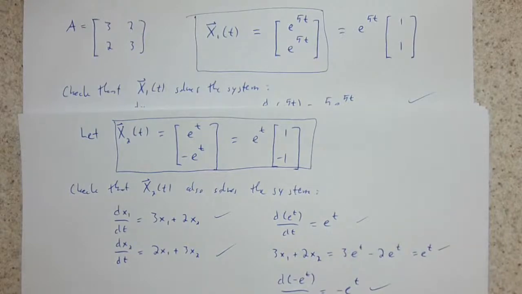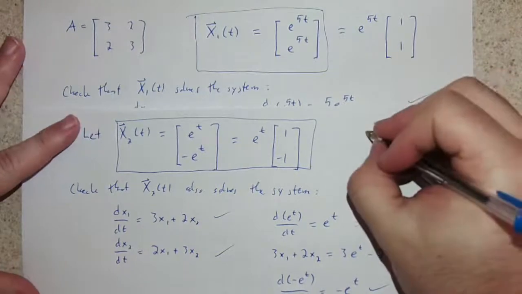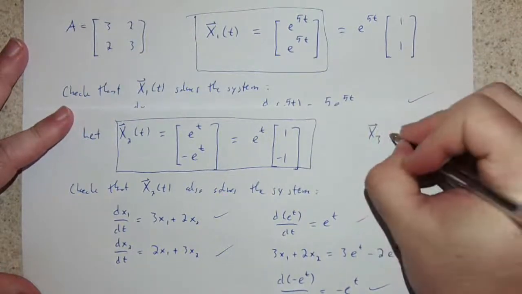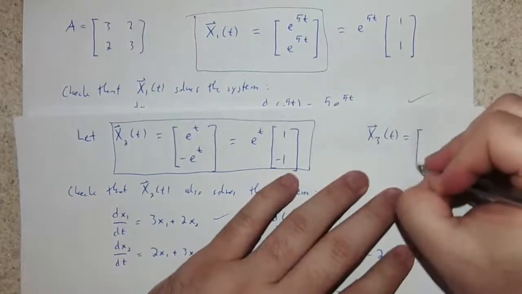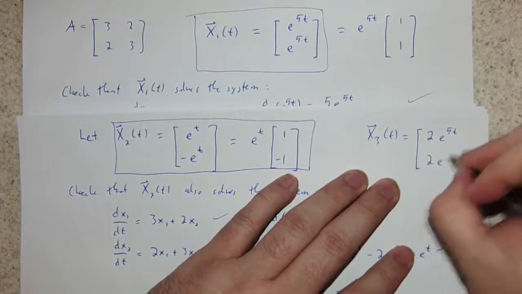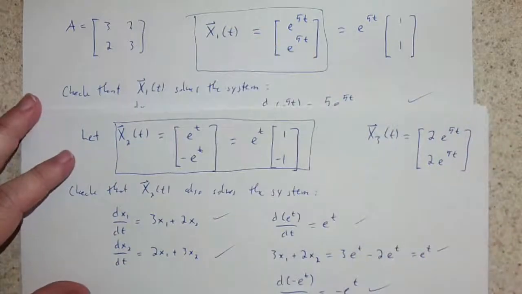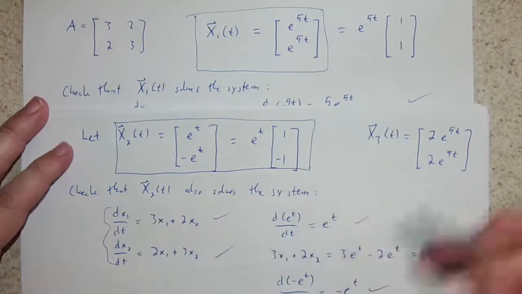The answer is no. I have enough here, and the reason I have enough is that I have 2 here. And you could have said, well, maybe I'll be a little bit more technical here. What if I chose X sub 3 of t and picked that to be 2 e to the 5t? Does that solve this system of equations? It does, actually.